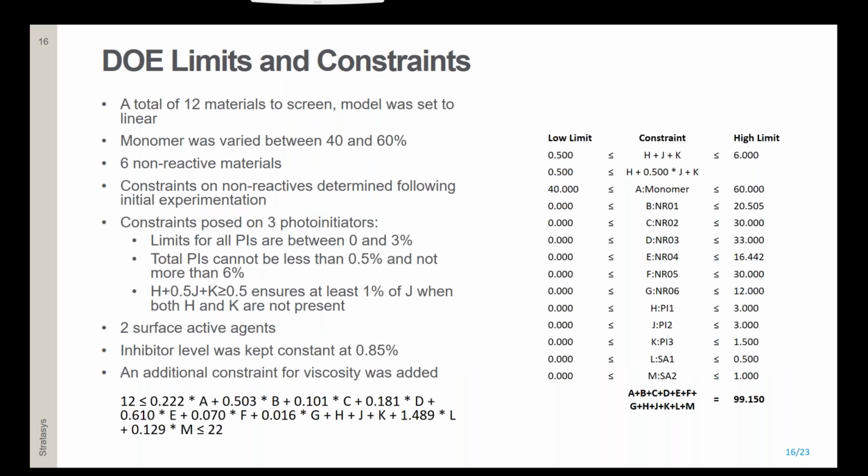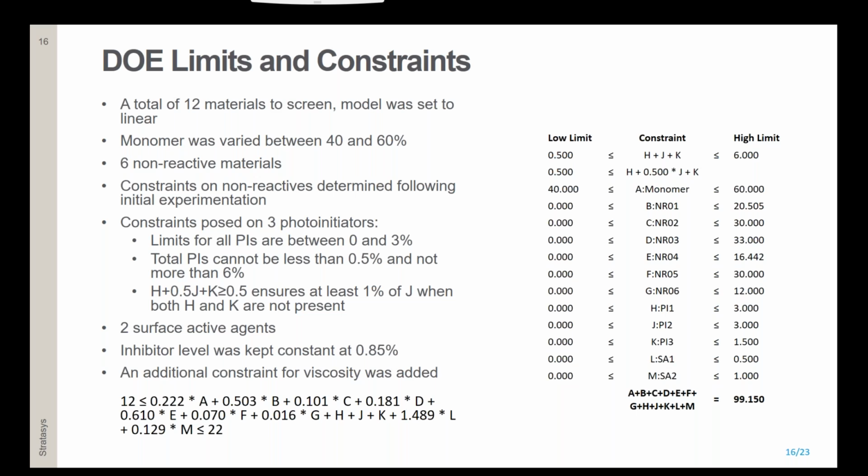So we had 12 materials to screen, and we decided that for the screening phase, a linear model would suffice. We just wanted to see if things had an effect. I won't go into details, but we had one monomer, which we varied, and also 6 non-reactive materials. We also had 3 PhotoInitiators where most of the constraints were posed.